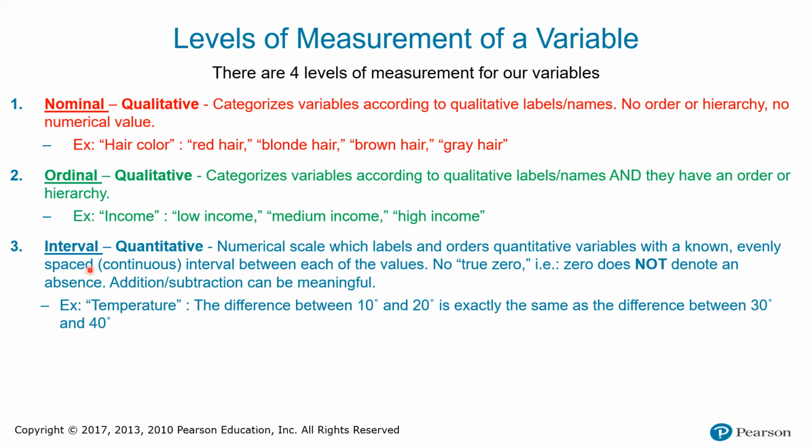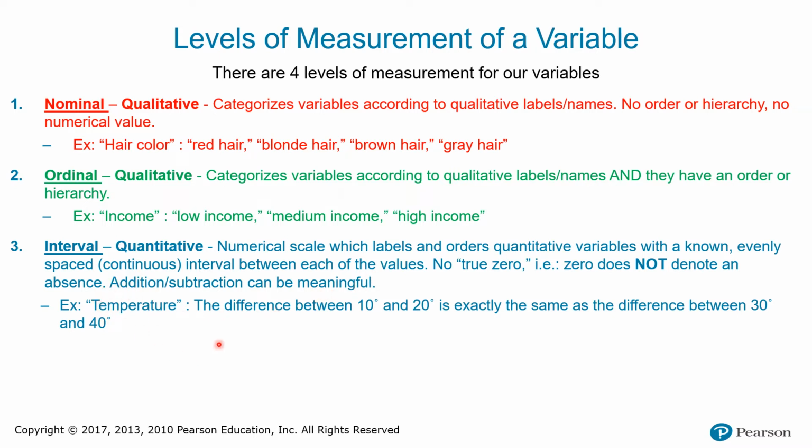Third comes the interval level. This is our first quantitative variable level. We're dealing with a numerical scale, and again, we have labels and orders. But our order is with a known evenly spaced continuous interval between each of the values. Another really important aspect at this level is that there's no true zero. What that means is that 0 does not denote an absence of something, and we'll talk more about that in a minute. Also at this level, addition and subtraction can be meaningful.